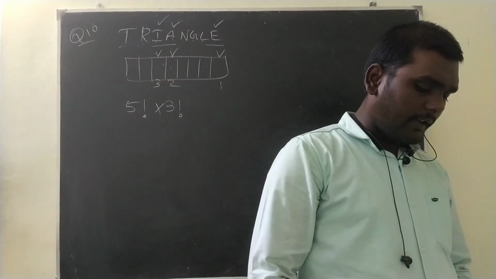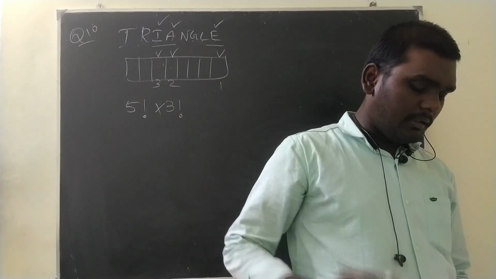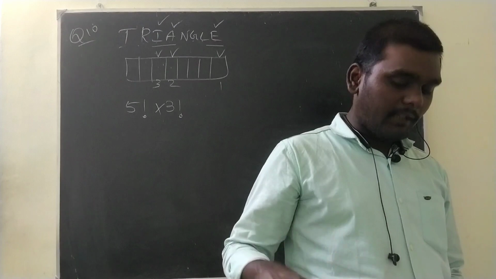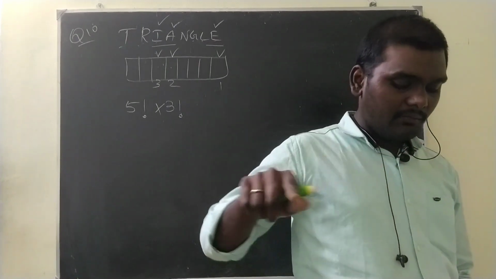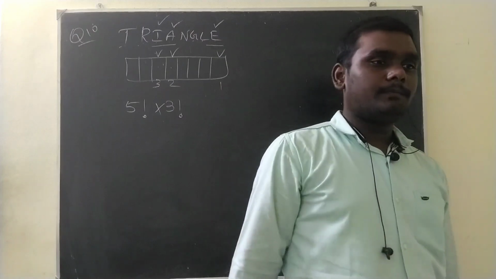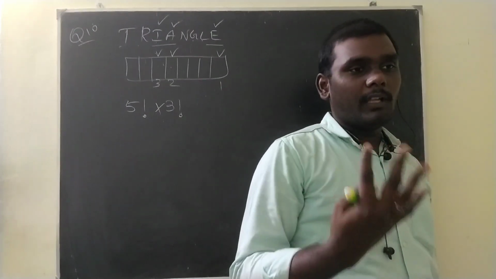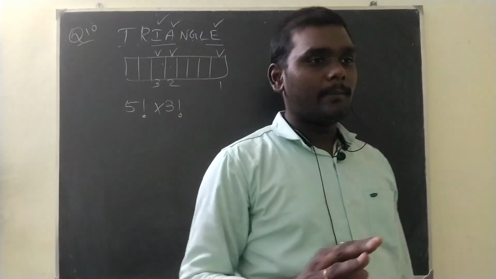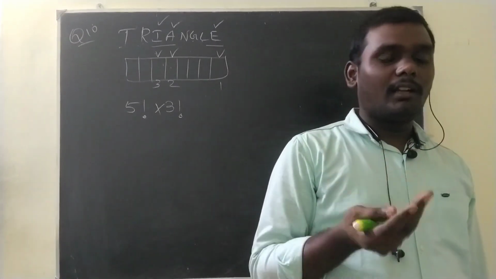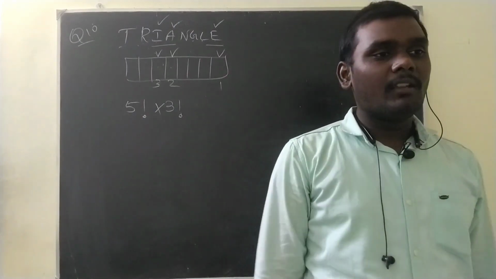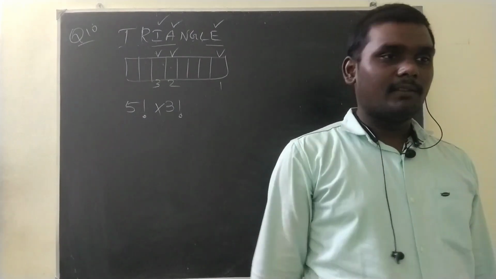Next, question number 11. Find the number of signals that can be given by using any number of the flags. Underline that phrase, any number of the flags, from 4 flags of different color. We have been given 4 flags of different color. Using that, we can use any number of flags: either 1 flag, or 2 flags, or 3 flags, or all 4 flags at a time. That should make different signals.